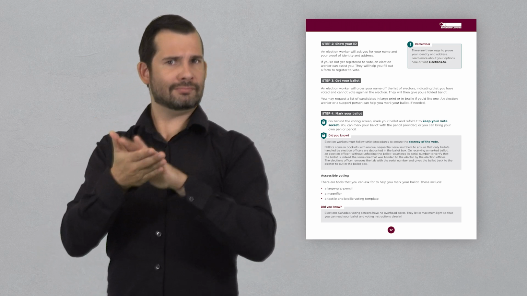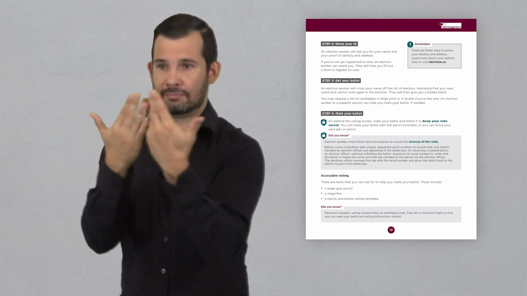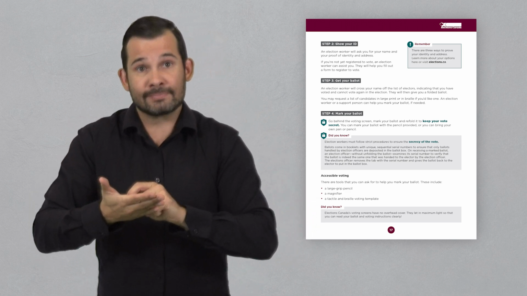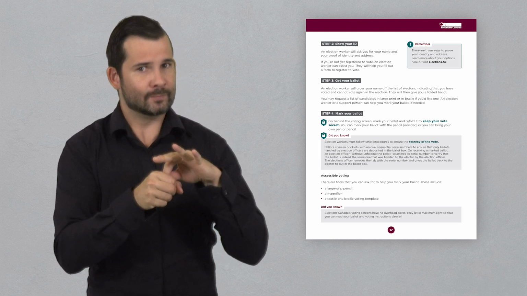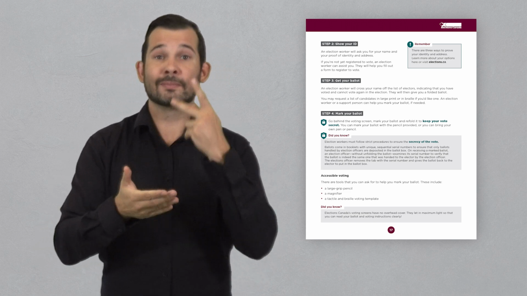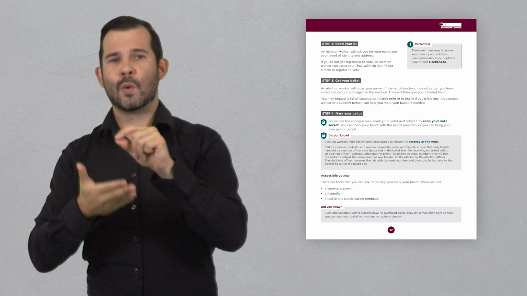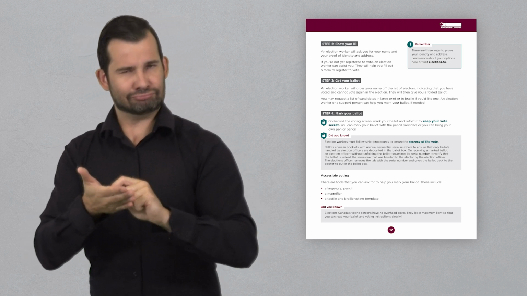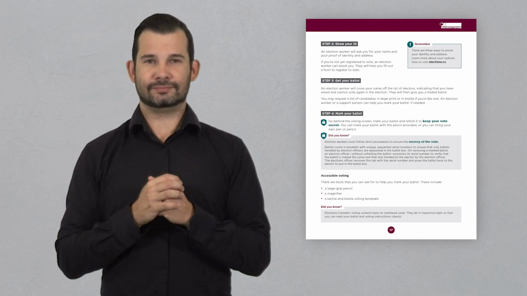Step 4. Mark your ballot. Go behind the voting screen, mark your ballot, and refold it to keep your vote secret. You can mark your ballot with the pencil provided, or you can bring your own pen or pencil.